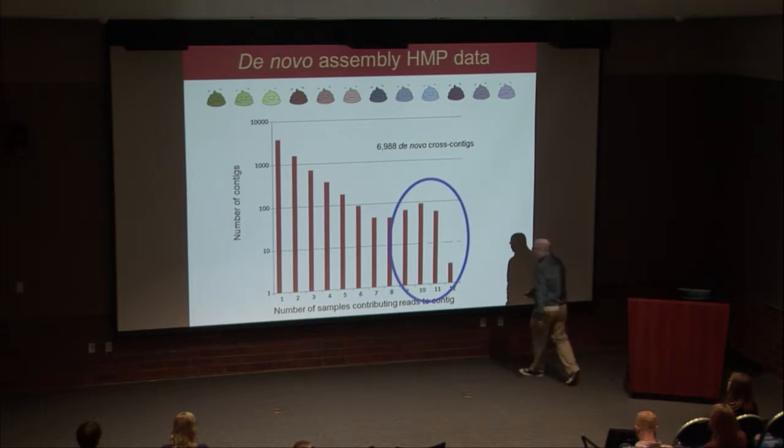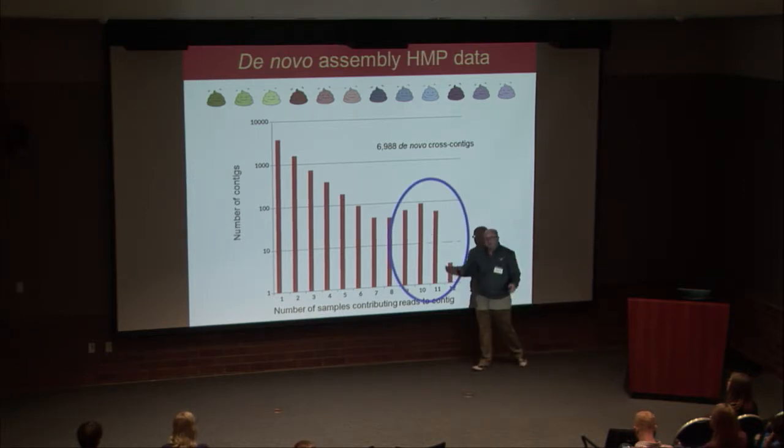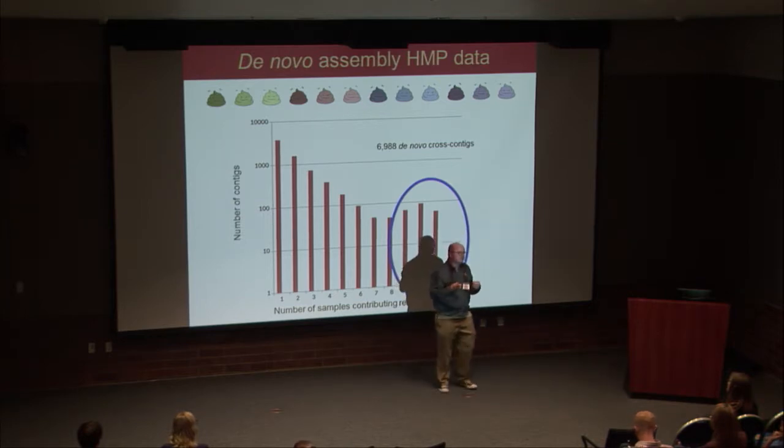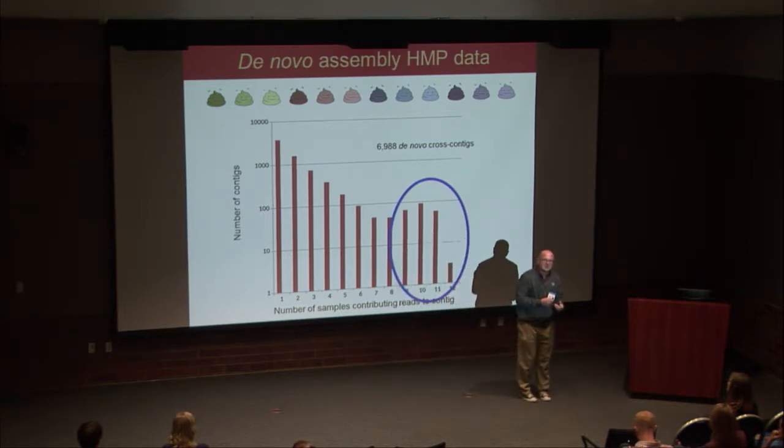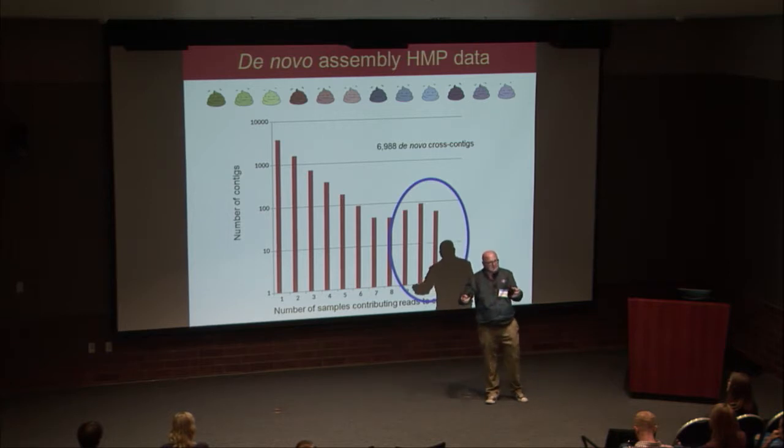But what we found is that there are a group of contigs where we're getting reads from every sample. So all of the mothers and all of the twins have DNA that looks like it comes from the same thing.